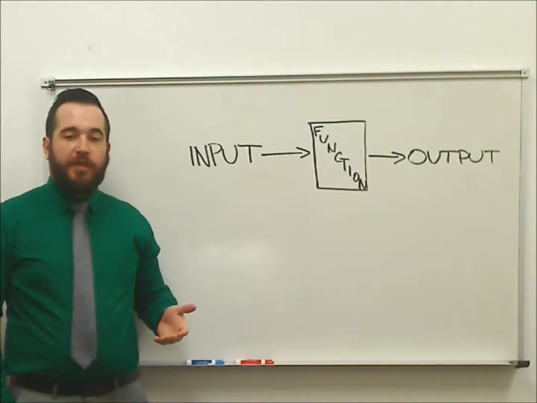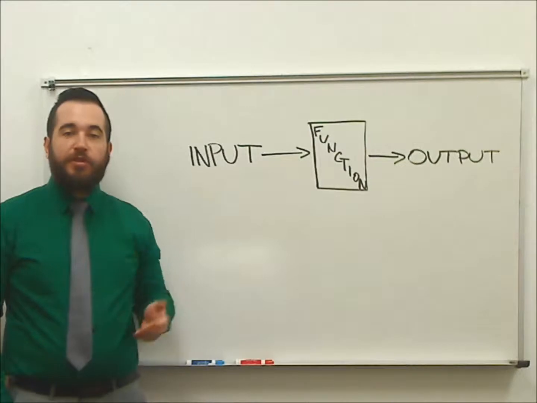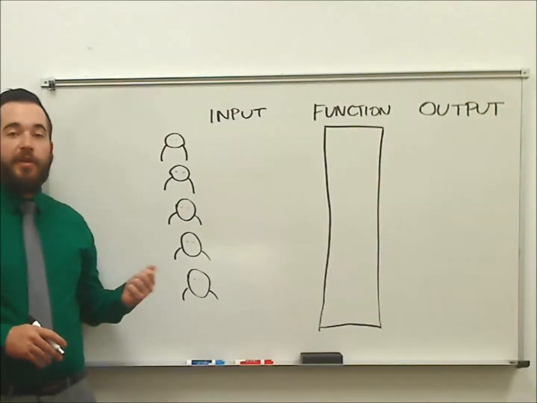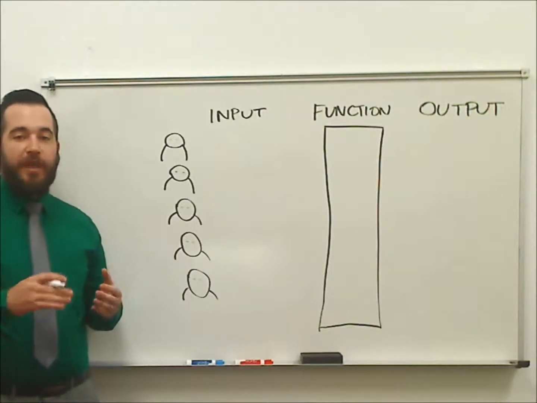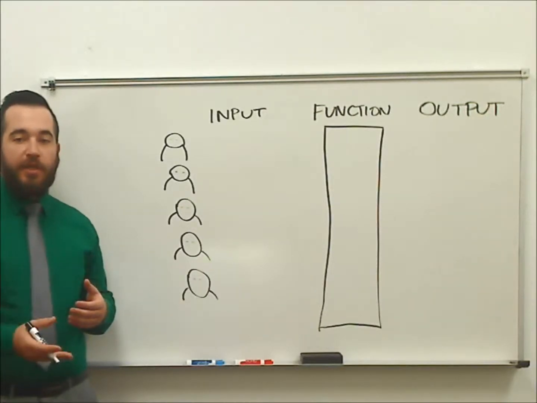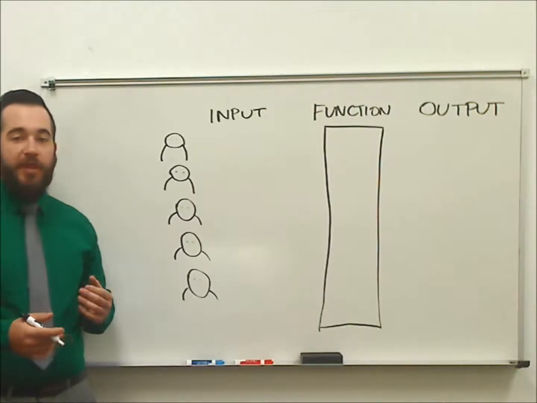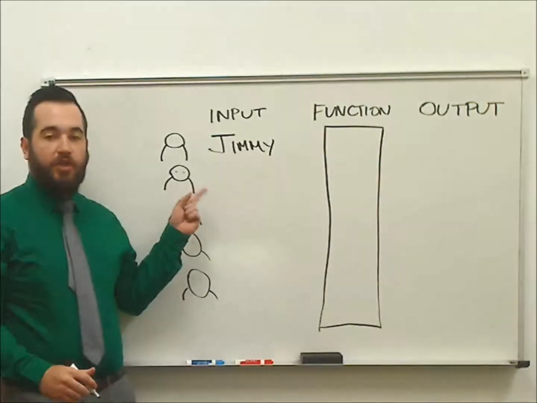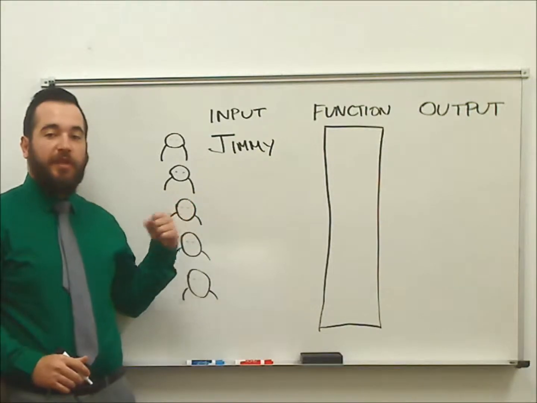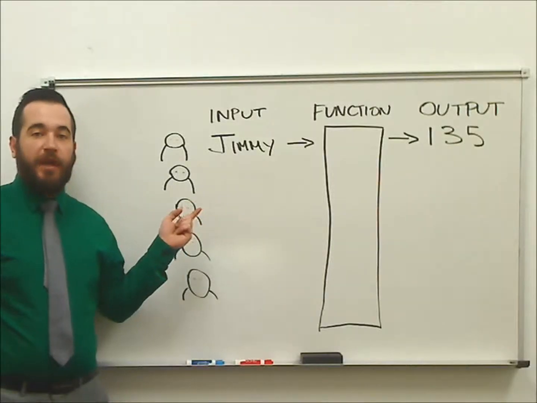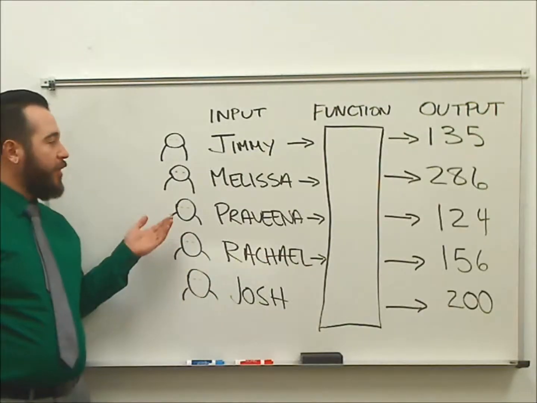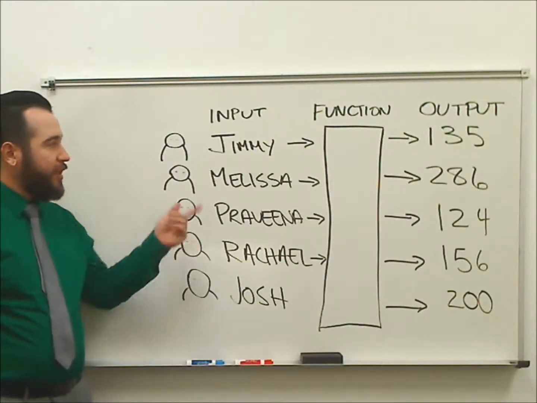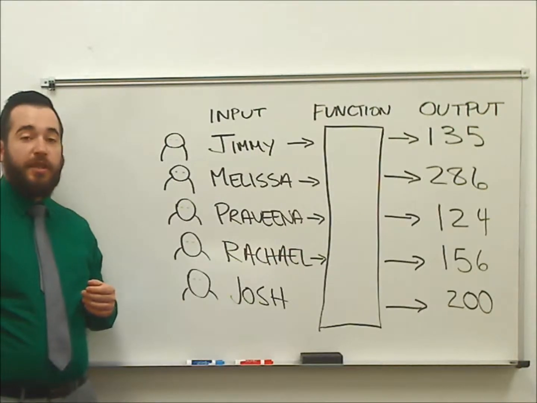Now, a real-world example of a function would be the rule that assigns you to your student ID number. Take a look. So here are 5 students, and the function is going to be the rule that assigns their name to a student ID number. So, for example, if you input Jimmy through the function, his student ID number is 135. Then likewise for the rest of these. So there we go. Each student is assigned a particular student ID number.